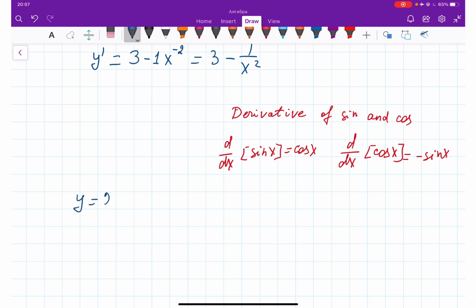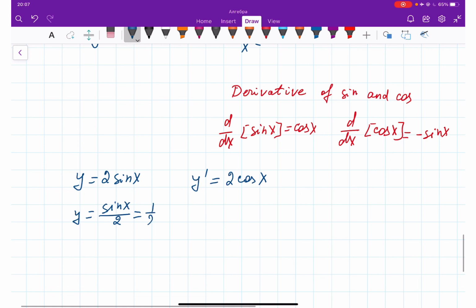Y is equal to 2 sine x. So y prime is going to be, 2 stays, right? It's a constant, and the derivative of sine is cosine, so it's going to be 2 cosine x. Y is equal to sine x over 2, which is the same thing. I can rewrite it as 1/2 sine x. That is going to be equal, y prime is going to be equal to 1/2 cosine x, or cosine x over 2.